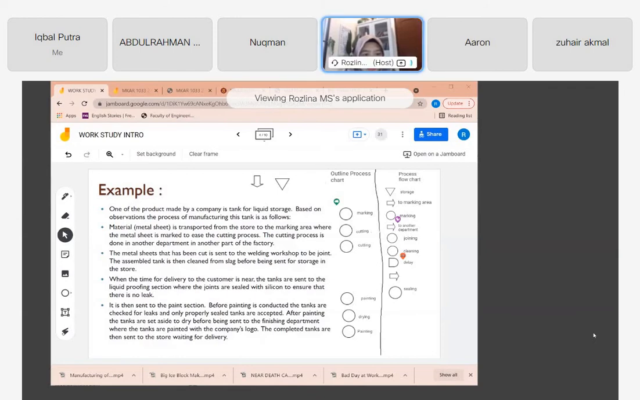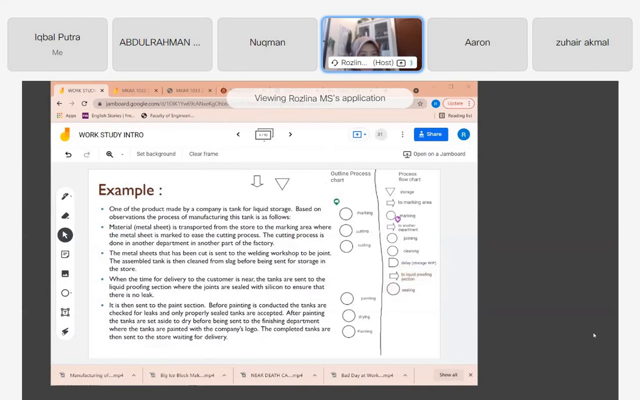Proofing verification. Okay, to liquid proofing section. So you have the transportation there to the liquid proofing section. Okay, the transport. You go to the liquid proofing section. And then you have the sealing process. Silicon sealing process. Okay, good.